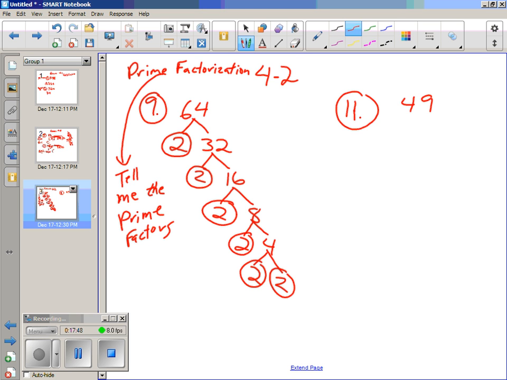So we need to go 2, that's this one, times 2, that's that one, times 2, that one, times 2, that one, times 2, that one, times 2, that one. Got them all covered, right? So I have a grand total of 2 to the 6th power.